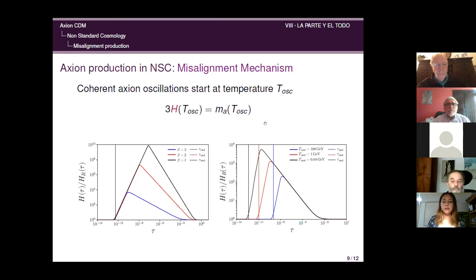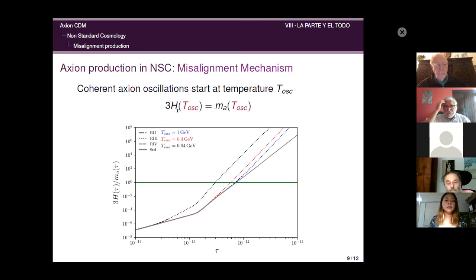And since we are changing the expansion rate, the temperature at which the oscillation starts is different now. For instance, in this plot, the crossing with the grid line corresponds to the temperature at which the oscillation starts. The gray line is for a standard cosmology, so the match is here. And the colored lines correspond to a non-standard cosmology, but with different T_end. So we can see that for a lower T_end, we can delay the moment at which the axion starts to oscillate.